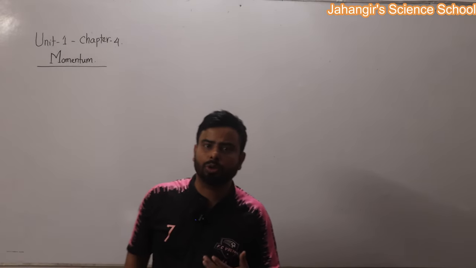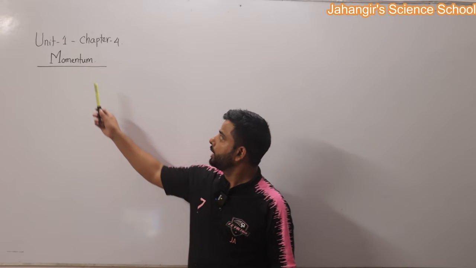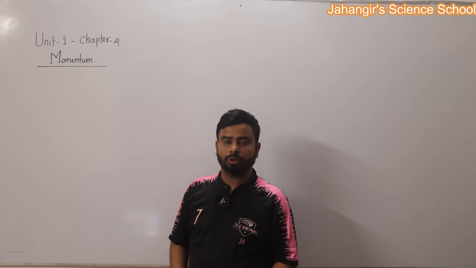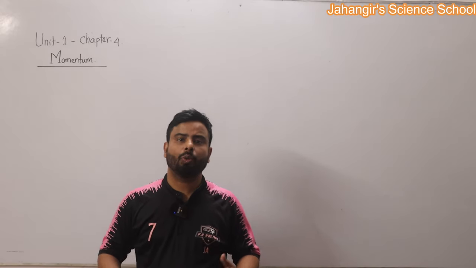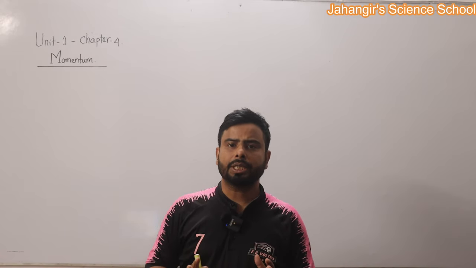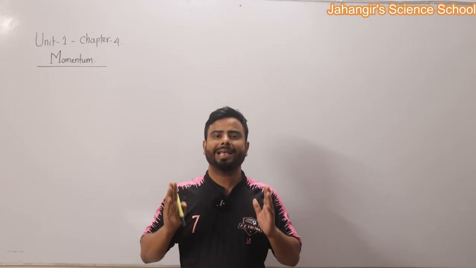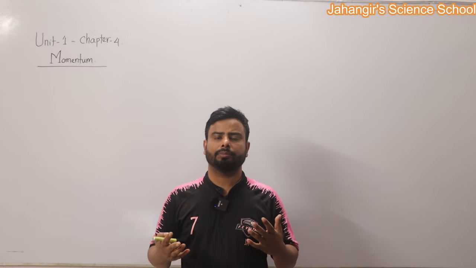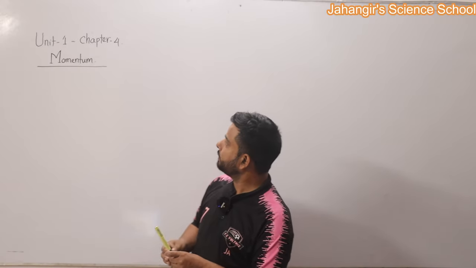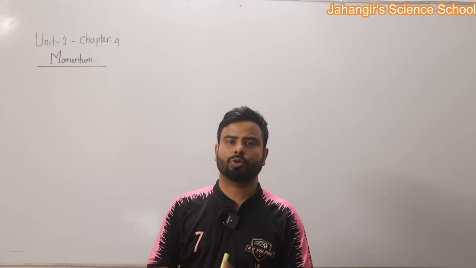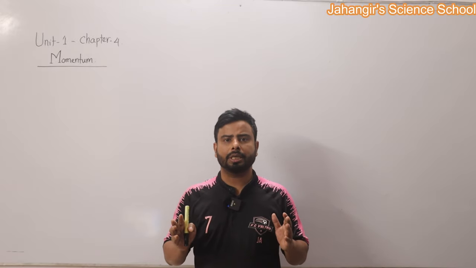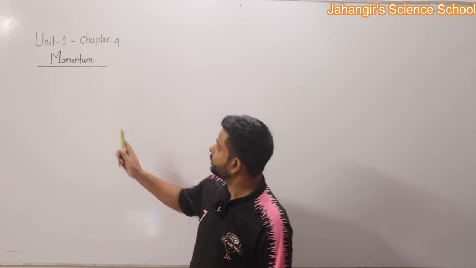Today I am going to discuss Unit 1, Chapter 4, Momentum. First, we have to learn what momentum is. The product of mass and velocity is called momentum. Momentum is a vector quantity because velocity is a vector quantity. That's why momentum is a vector quantity.